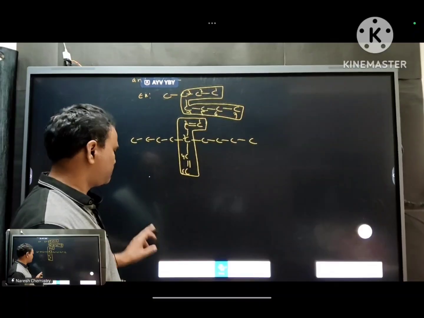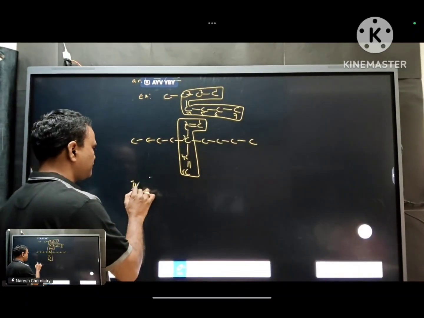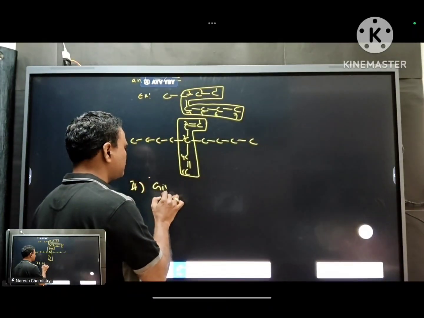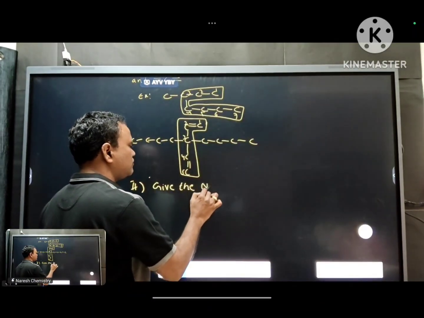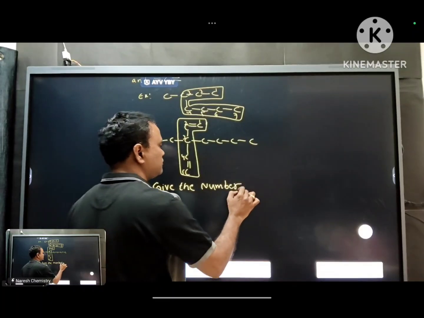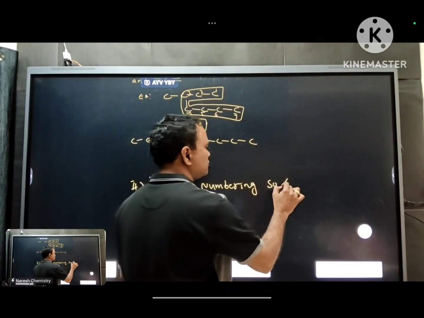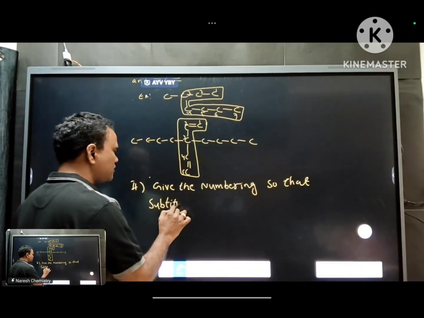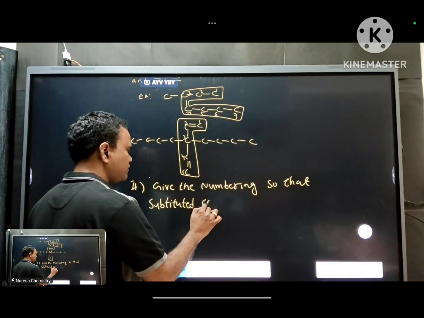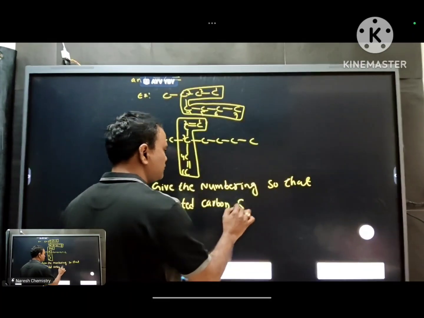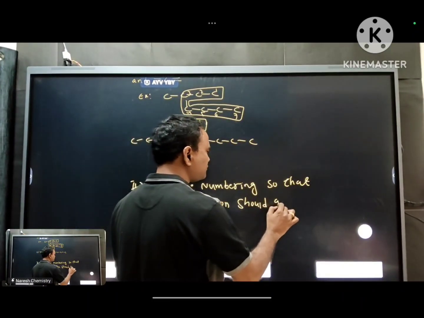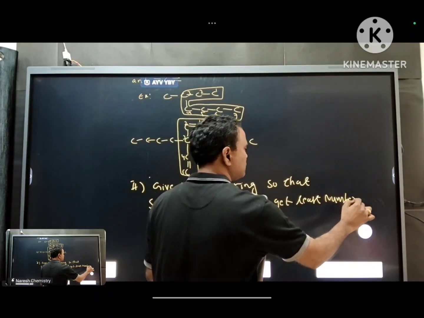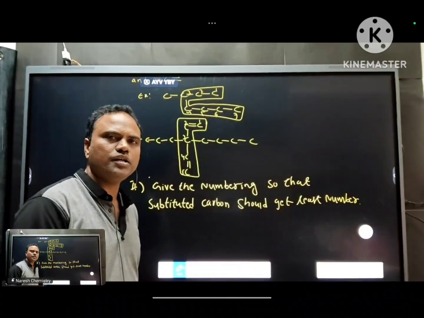Next, rule 2. Numbering of the chain. Give the numbering so that the substituted carbon should get the least number.